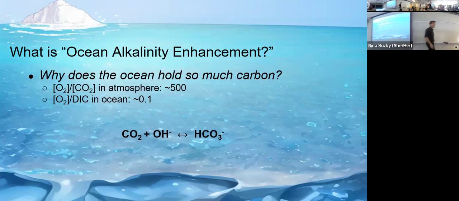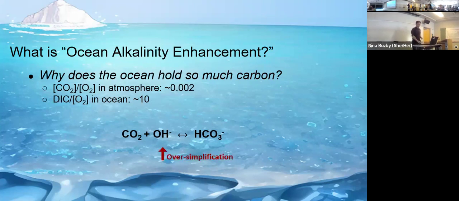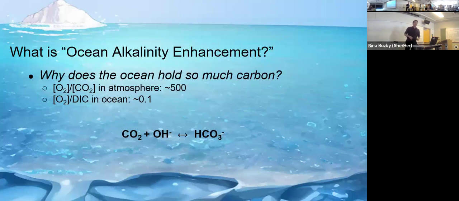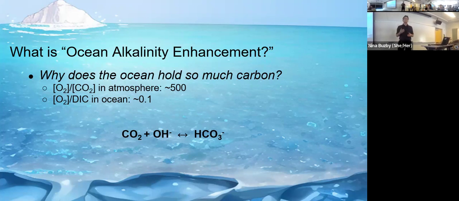And when it does, it is then able to be stable in the ocean for something on the order of 10,000 to 100,000 years. Not that individual molecule, but the excess carbon is present in the ocean for that length of time. Again, that's an oversimplification. Okay, so ocean alkalinity enhancement is taking a look at this observation and saying, if that's the reason the ocean holds so much carbon, then maybe we can find a way to make the ocean more alkaline and encourage it to pick up even more.